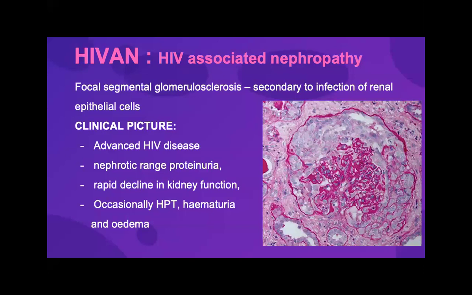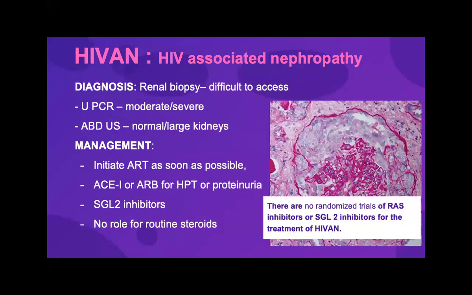They also are likely to have nephrotic range proteinuria, a rapid decline in kidney function, and can be associated with hypertension, hematuria, and edema. Diagnosis: the definitive diagnosis is on renal biopsy, but in our context this can be quite difficult to access. Some other investigations you can do if you suspect HIVAN include a UPCR to quantify your proteinuria. You can also do an abdominal ultrasound, which typically shows normal or large kidneys with increased echogenicity.